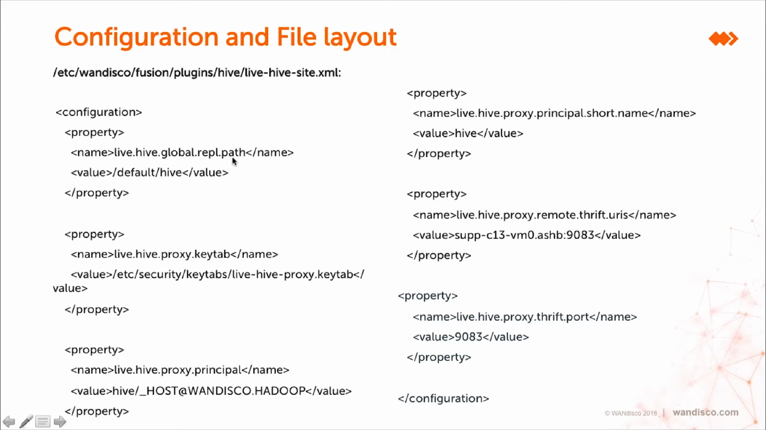You could see the replication path. You could see the host, the principal if Kerberos is being used, and most important, the thrift and port and the remote thrift and port URIs. All of these are stored here, and this is an important file to view and look at if you run into problems.